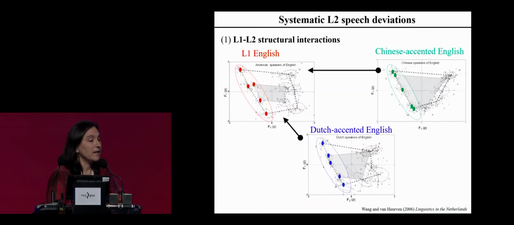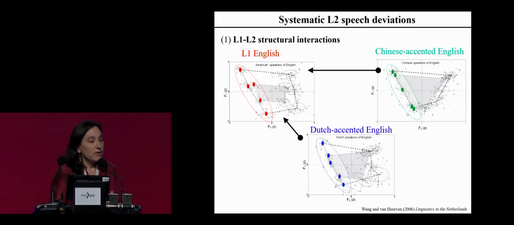So when we look at the acoustic vowel spaces of Chinese-accented English and Dutch-accented English, looking specifically at these L1, L2 structural interactions and their impact on the acoustics, we can see vestiges of the L1 structure in their L2 speech productions. In particular, if you focus on the Chinese-accented English acoustic vowel space, we can see that in their attempt to produce the five English vowel heights in the front vowels, they transpose their Chinese three-height system onto their productions of English, giving neutralization of some of the important English contrasts.